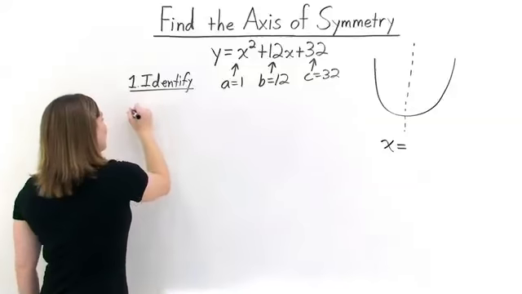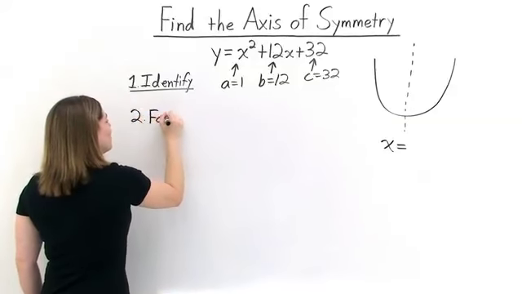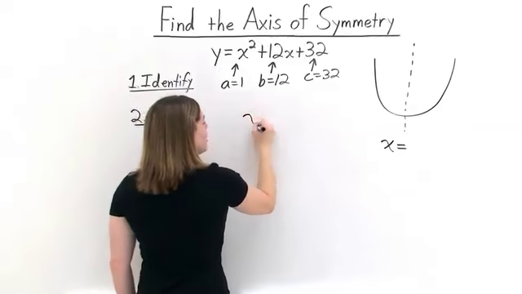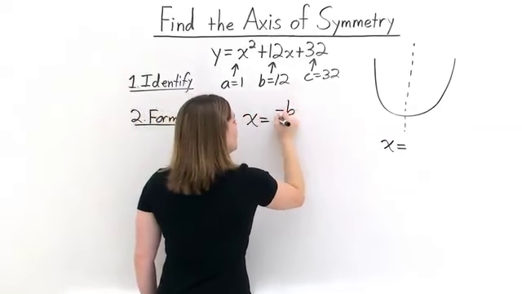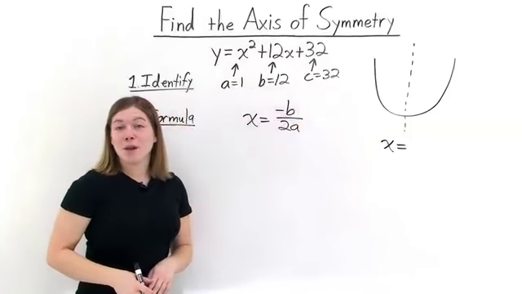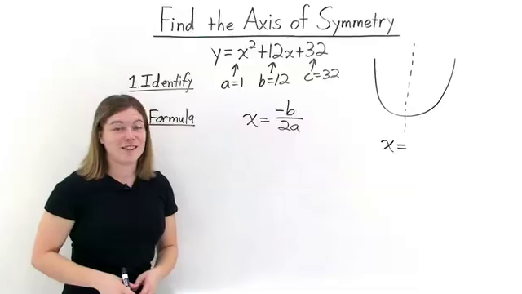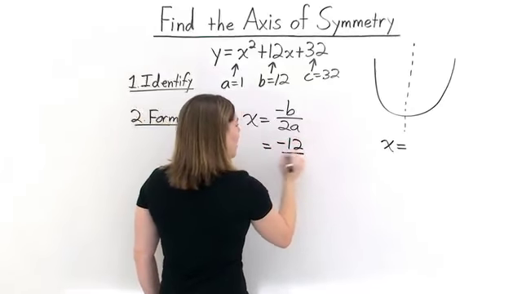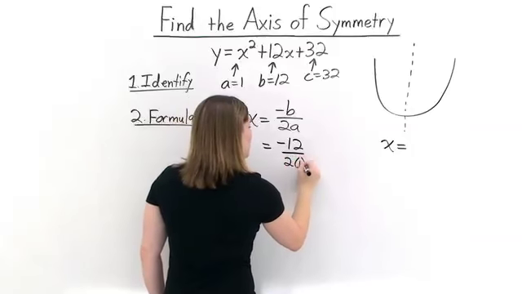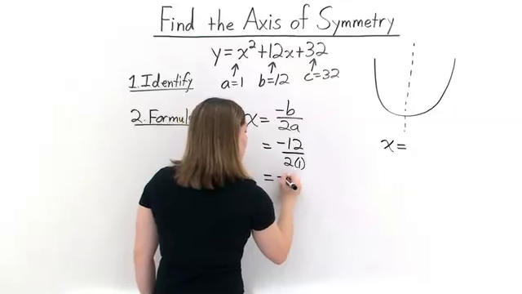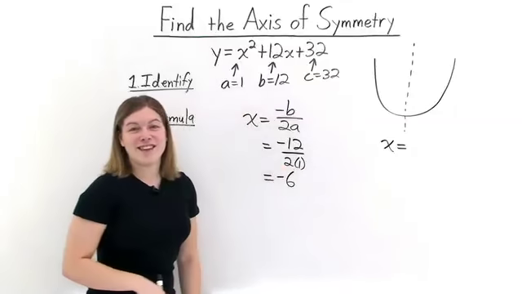In our next step, let's look at that formula for the axis of symmetry. The formula for the axis of symmetry is x equals negative b over 2a. So here we just have a and b to plug in and simplify to get our answer. B is 12, so we have negative 12 in the numerator. A is 1, so we have 2 times 1 in the denominator. When we simplify, we get negative 12 over 2, or negative 6.